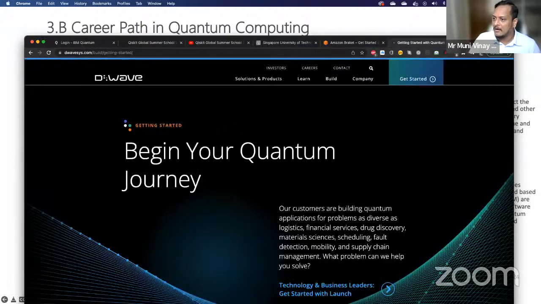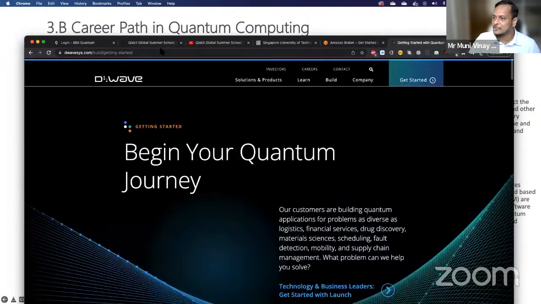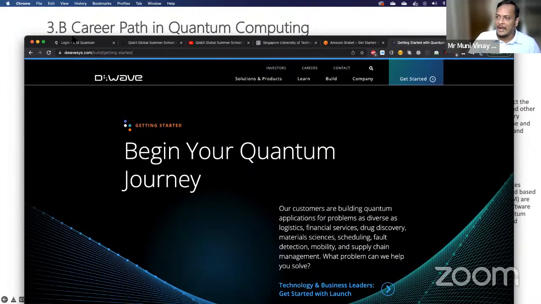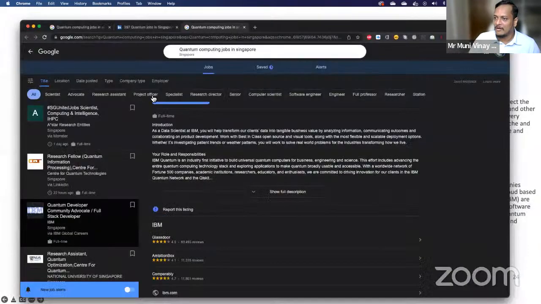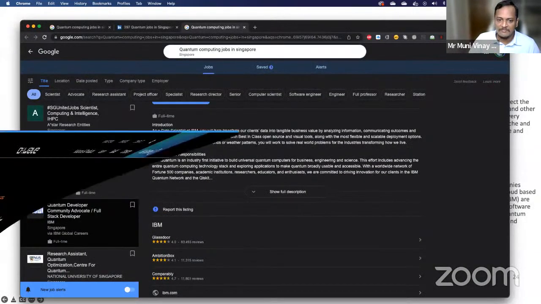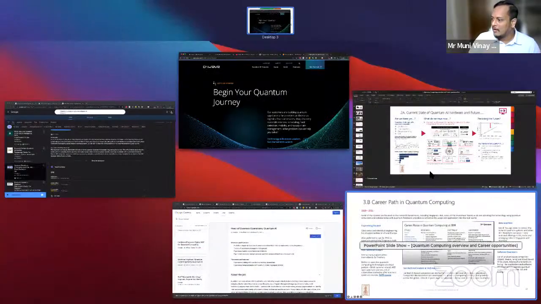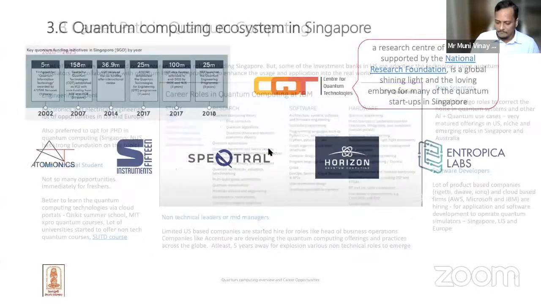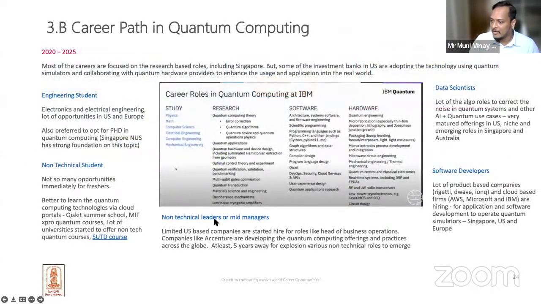Amazon and D-Wave and companies like this also offer online courses. It's worth exploring them. But ideally, what I was trying to say is, if you're from a non-technical background, spend some time on cloud computing courses. But otherwise, most of the focus is on research.